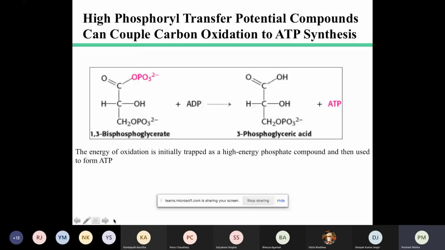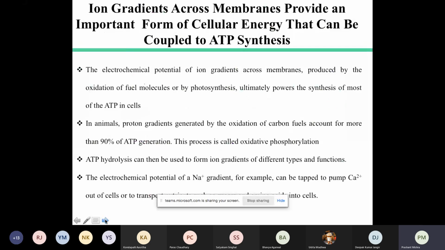The energy of oxidation, this part I have not covered here. We will talk about this in a little detail when we talk about how mitochondria produce energy, that means ATP synthesis, by re-entry of a proton in the mitochondria. So that's a different concept. And that is where you learn that ion gradient is very important.